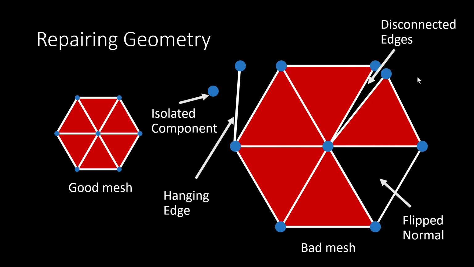And these are especially important for when you need what's called a watertight mesh, which means it has no holes in it, and all of the normals are facing outward, and that's the kind of thing you need for, say, 3D printing.